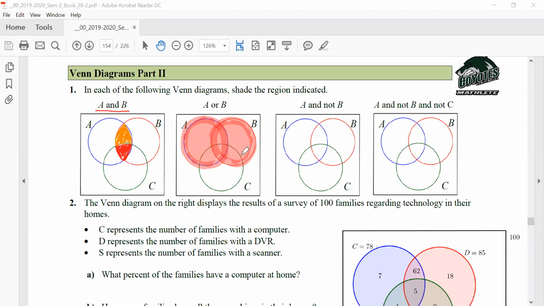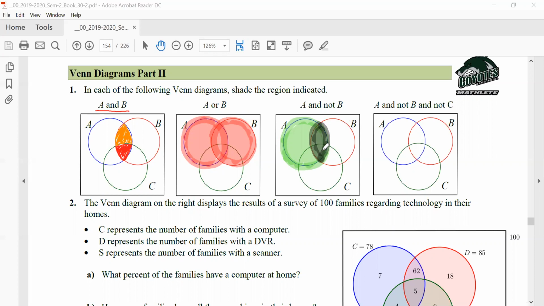Okay, the next one, A and not B. So I'm the elements in A, but I'm not in B. So I'm in A. There's A, but I'm not in B. Well, where's B? So I don't want to be in B. So I'm not going to include this little region right there. So A and not B.